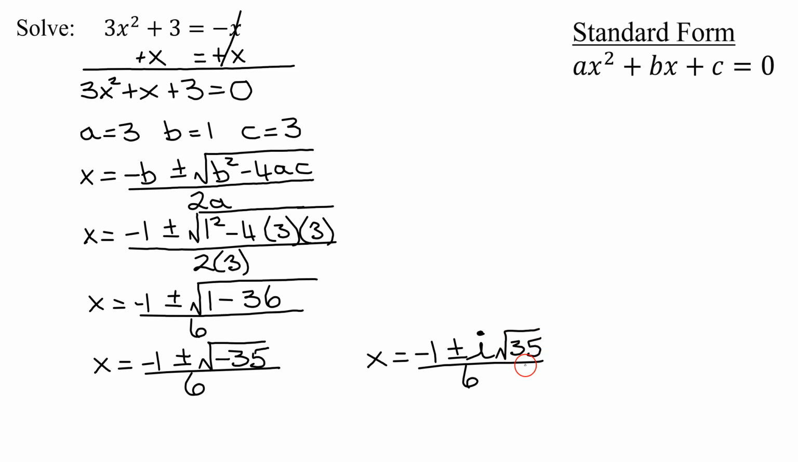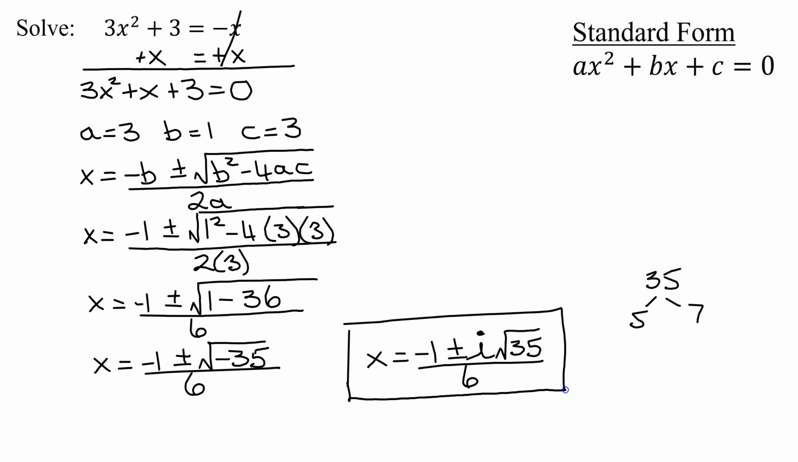Now the last thing is, can we simplify the square root of 35? Well, 35 is 5 times 7. Both of those are prime, so this does not have any perfect squares hidden in it. So that is your answer. X equals negative 1 plus or minus i times the square root of 35, all divided by 6.